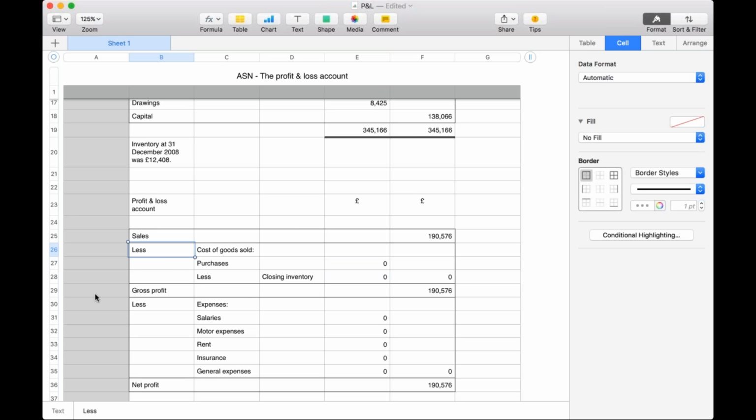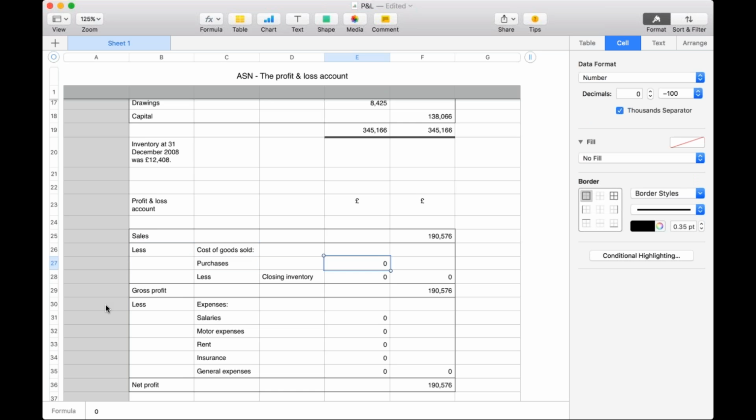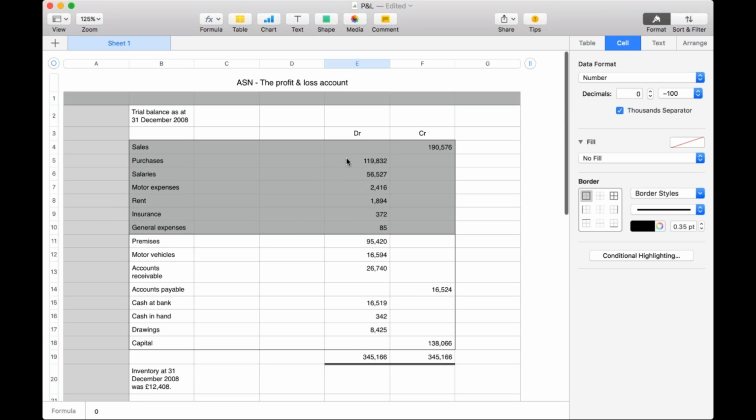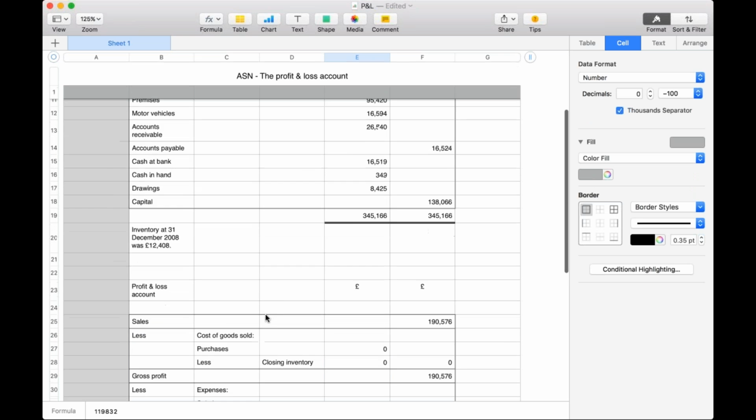So for example, in the cost of goods sold, we've got less, because obviously the cost of goods sold comes off the sales before we get to the gross profit. So it's just to indent it and make it a little bit easier to read, and just to help you, really. So the first figure that we're going to enter on the cost of goods sold is purchases. So that goes in there. So the amount of purchases, which we can see there, are 119832.